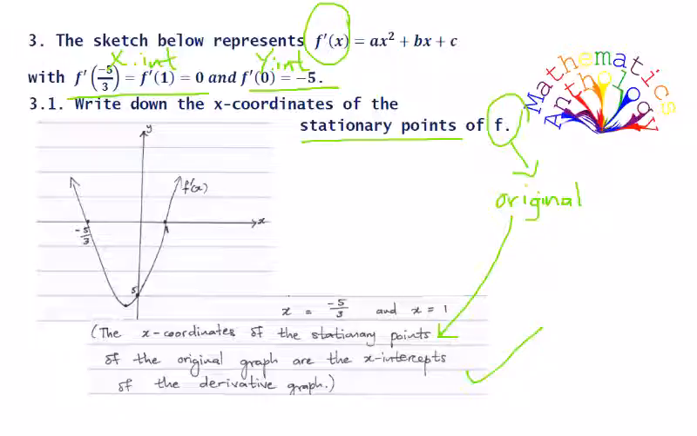So because they want the turning points or the stationary points of the original graph, those ones are the x-intercepts of the derivative graph. So our answers here will be x is equal to negative 5 over 3 and x is equal to 1.